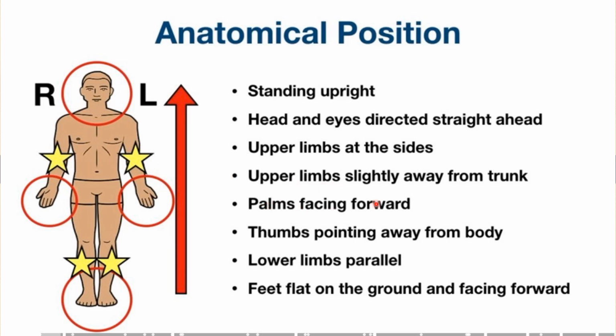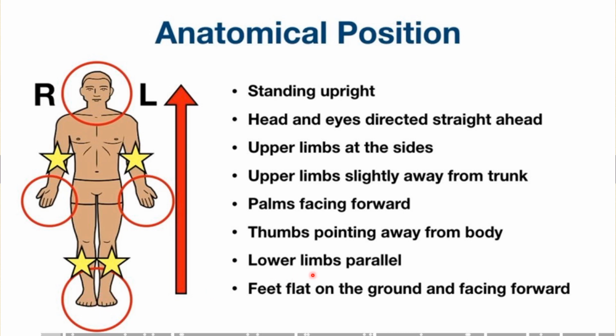Then the palms are facing forwards. This is a palm, facing forwards, not backwards. And the thumbs are pointing away from the body. This is the thumb, pointing away from this whole body. The lower limbs are parallel, one here, the other here. Then the feet are flat on the ground and facing forward.